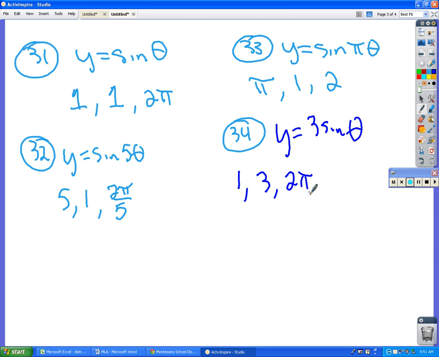For 36, the amplitude is 5. The number of cycles it will complete is 1/2, which means the period is 2 pi divided by 1/2. It's 2 pi times 2 over 1. So is it 4 pi?